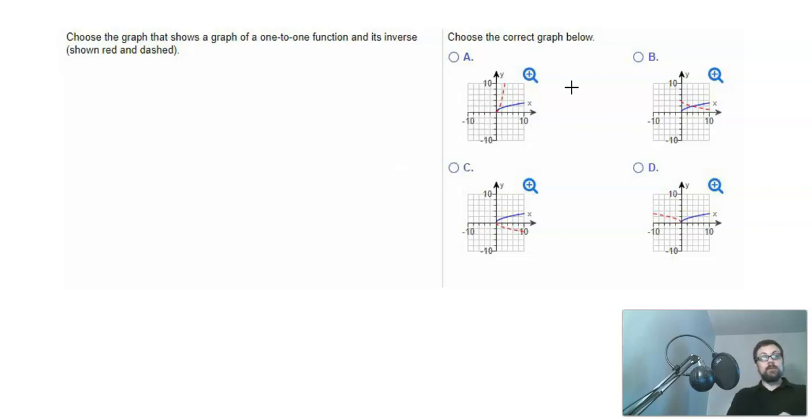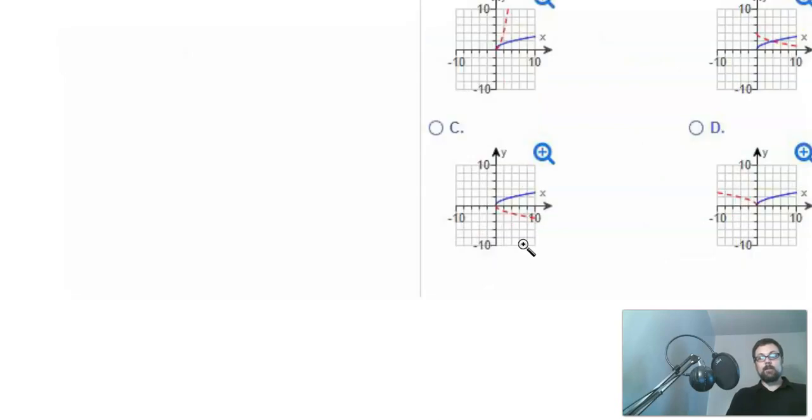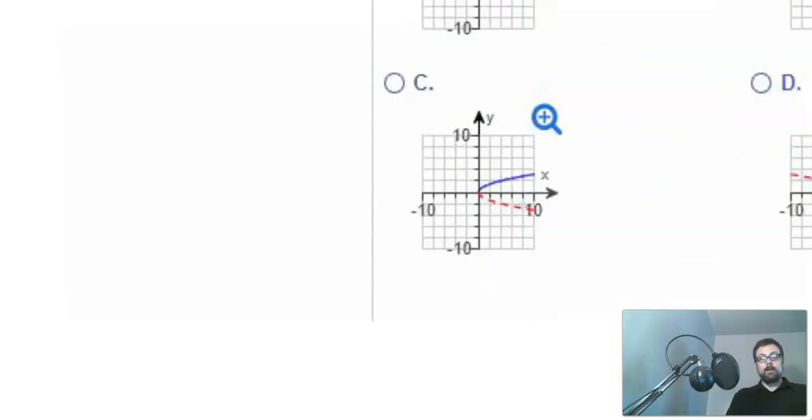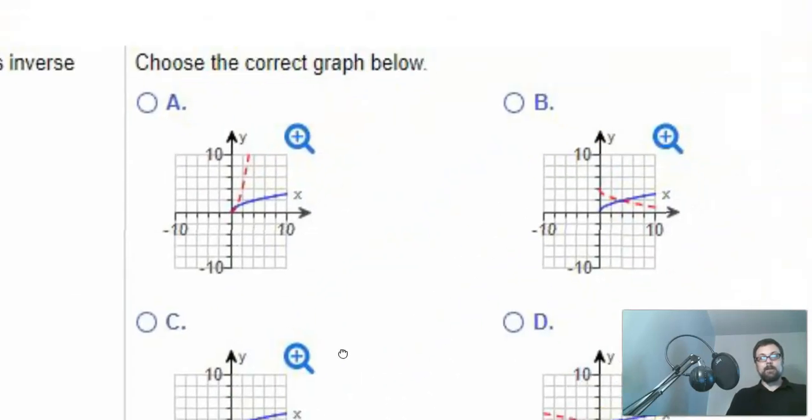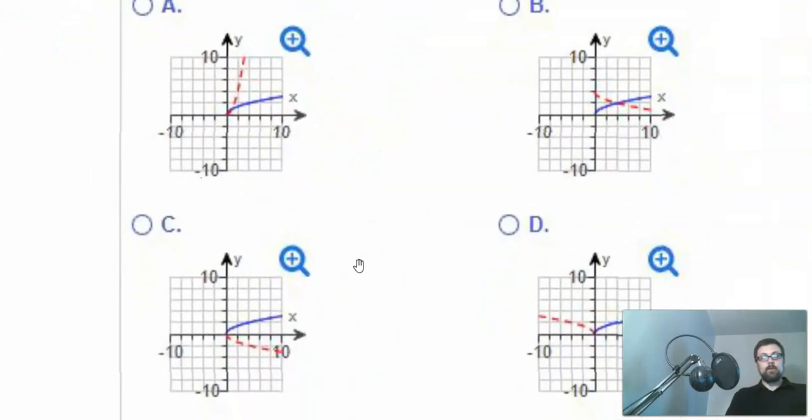So there's two graphs in every option, but only one of them has two graphs that are actually inverses of each other. So let me zoom in a little bit, because I know those graphs are kind of hard to see, and they kind of get fuzzy when I zoom in a little too much. But which of these answers show us two graphs that are inverses of each other?